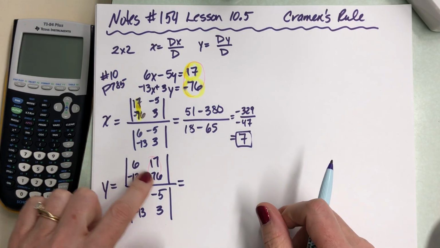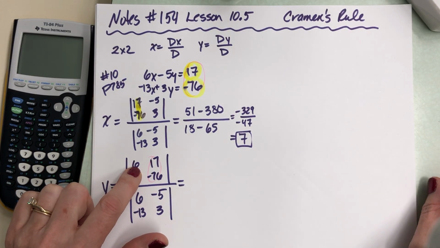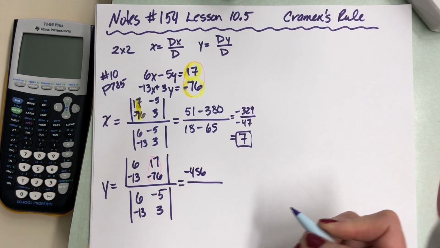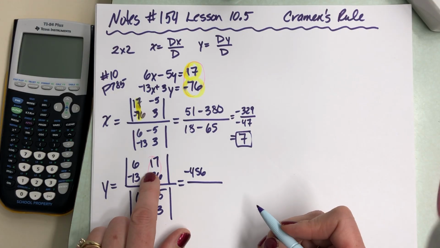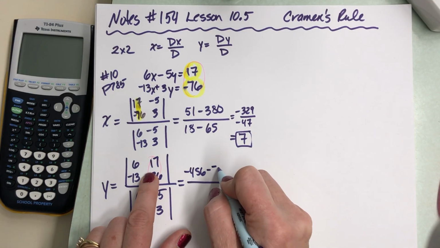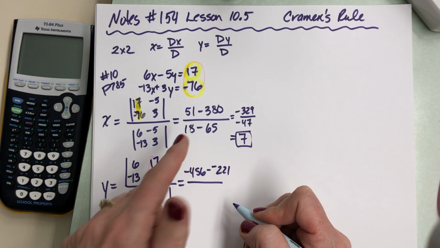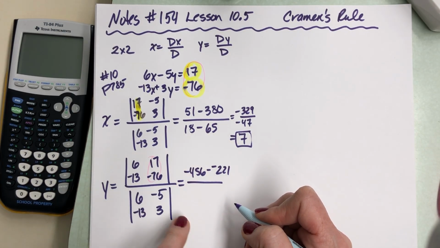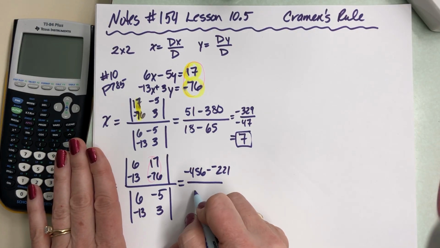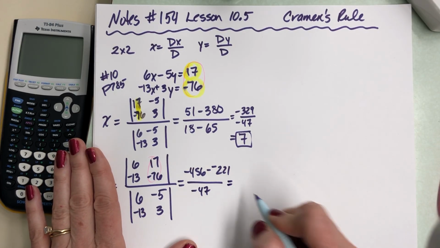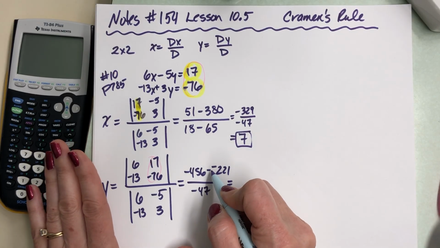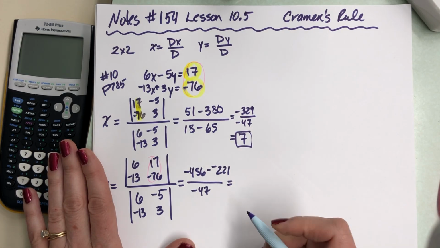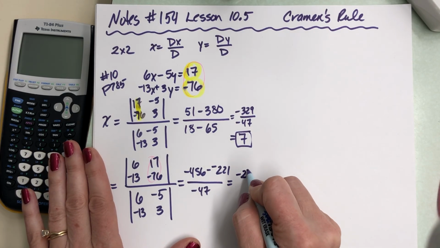So I'm going to do my cross multiplying. 6 times negative 76 gives me negative 456. Negative 13 times 17 is negative 221. Remember, I'm subtracting in the middle. Up here, I already did the 18 minus 65, my crisscross, so I know that's going to be negative 47. Now I do my subtraction: minus and minus becomes a plus, so that's negative 456 plus 221, which is negative 235.